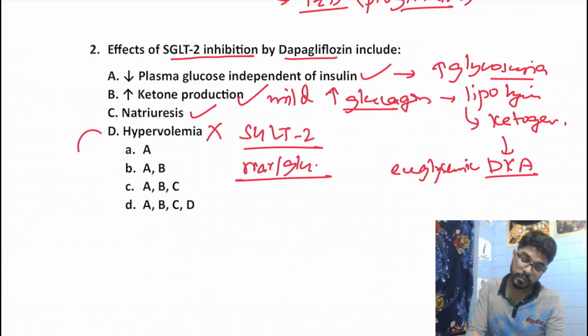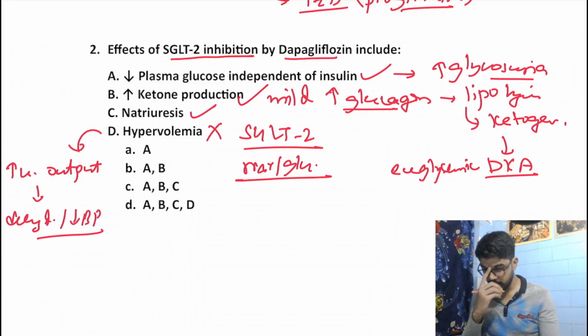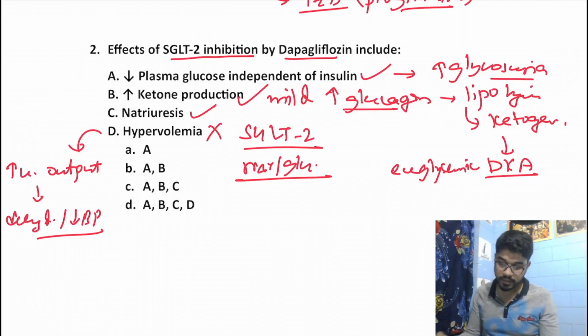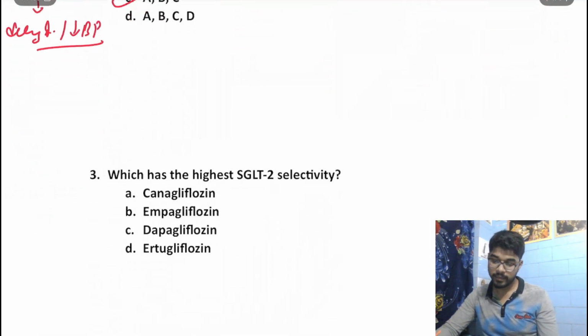Hypervolemia, that's a false statement because SGLT2 inhibitor increases urine output. This will cause dehydration and decrease in blood pressure. This will cause a hypovolemic situation. Okay. So A, B and C are correct. So option C is correct. Moving on to the next question.